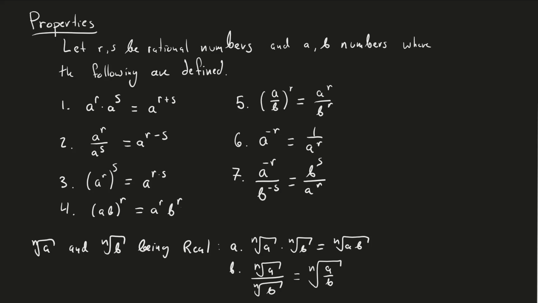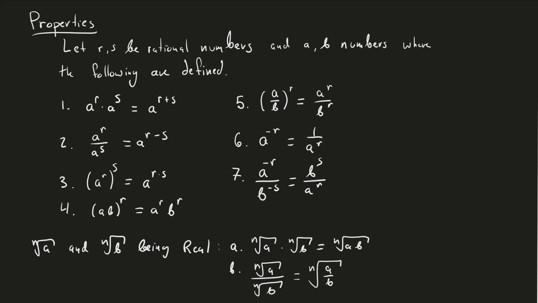a divided by b to the r is a to the r divided by b to the r, so this thing splits pretty nicely over division. And we have a to the negative r is equal to 1 over a to the r. And then we have a to the minus r divided by b to the minus s. This is the basic idea of flipping and multiplying coming from integer exponents.